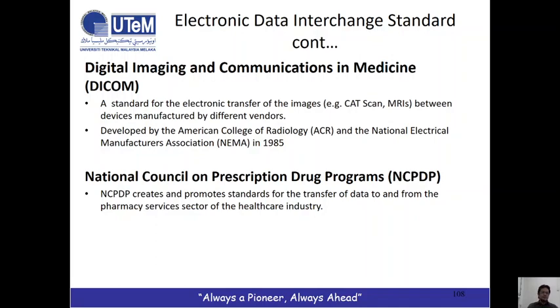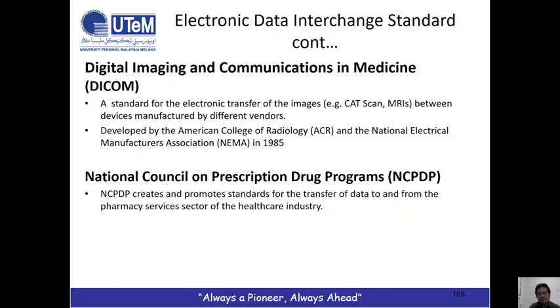DICOM standardizes the image type between devices manufactured by different vendors. There are many types of image scanners, and different vendors have different protocols. That's why we need a standard to unify the record into one type of data or image, so that we can read and store it accordingly.